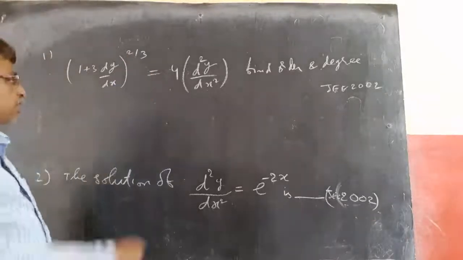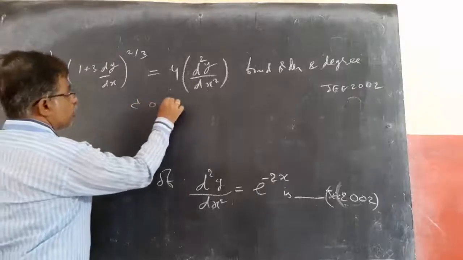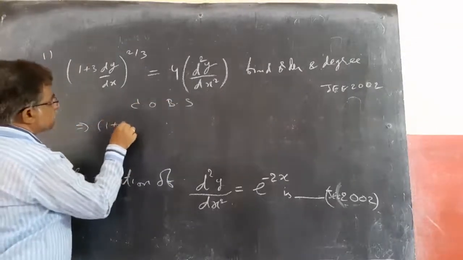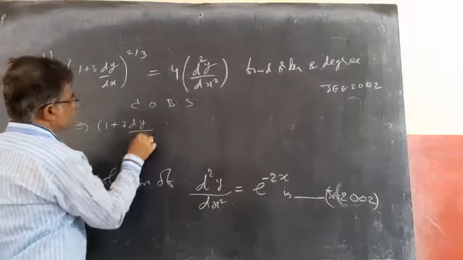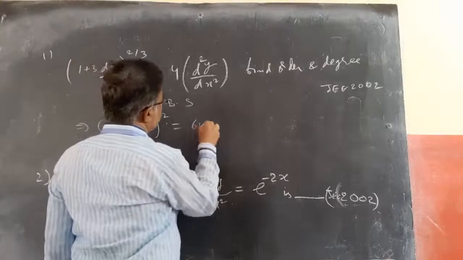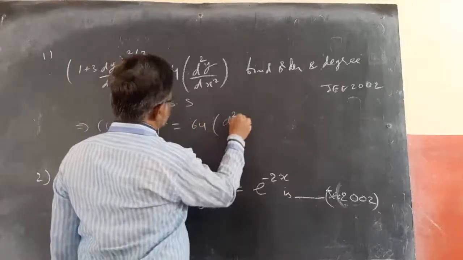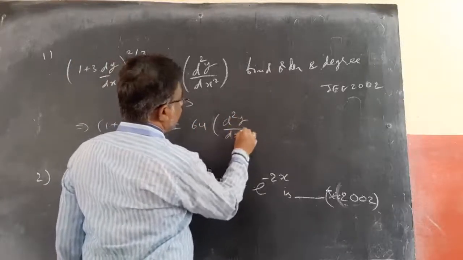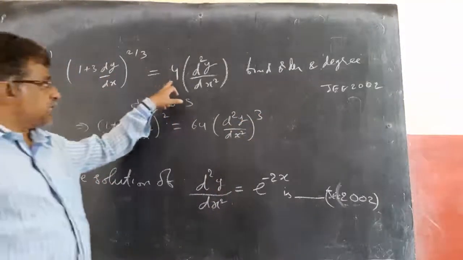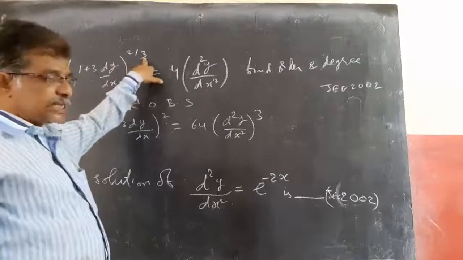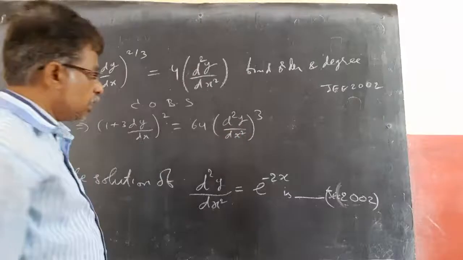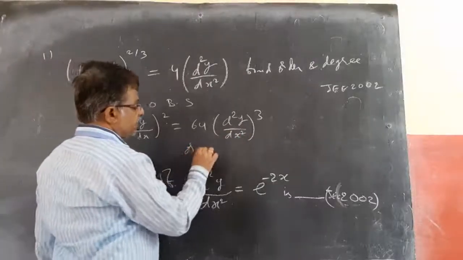So, for that we will go for cubing on both sides. Then the equation becomes (1 + 3 dy/dx)² = 4³ (d²y/dx²)³, that is 64 (d²y/dx²)³. Going for cubing on both sides, so that this 3 gets cancelled. Here 4 cube is 64, here (d²y/dx²) whole cube. Now you can find order and degree very easily.